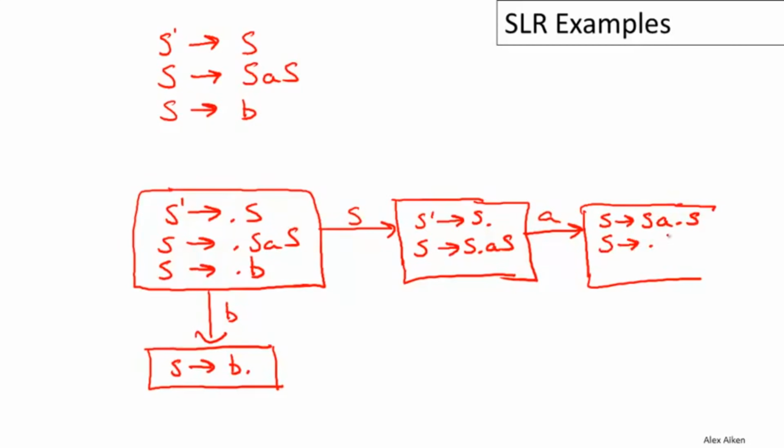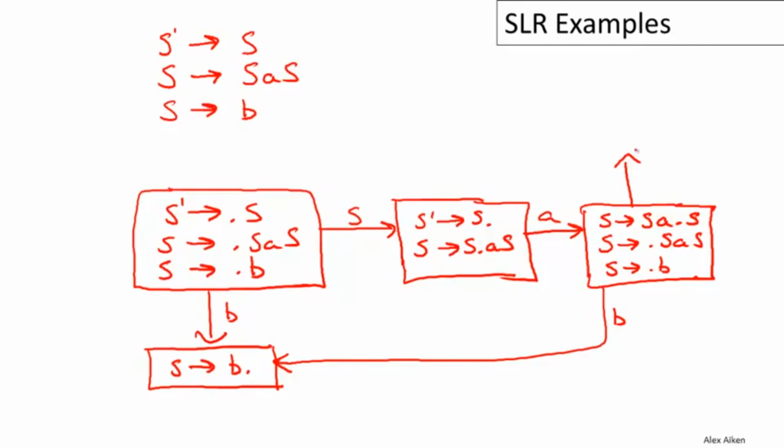There's only two of them, but that means we could have the item S goes to dot SAS and S goes to dot B. All right, and then out of this state, now there are a couple of different possible transitions. We could see an S, or we could see a B. Well, if we see a B, then we wind up in this state over here. And if we see an S, well, what's going to happen? If we see an S, then we'll wind up in another new state.